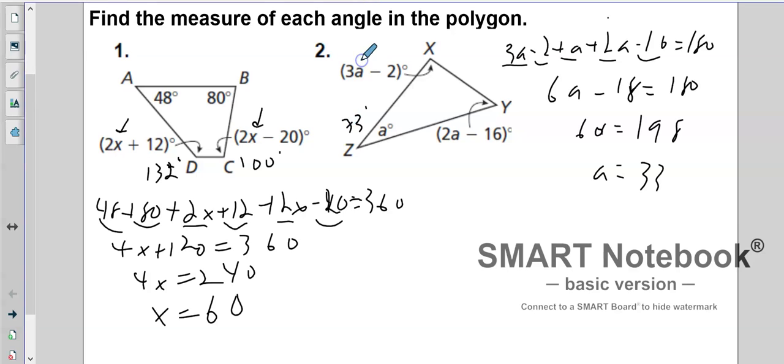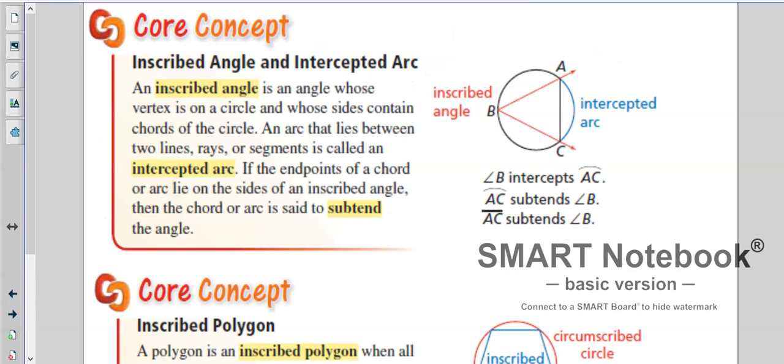If I plug in 33 here, 3 times 33 is 99. Minus 2 is 97. And if I double, I get 66. Minus 16 is 50. If I add all those up, I will get 180. So, new vocabulary. Inscribed angle and intercepted arc.